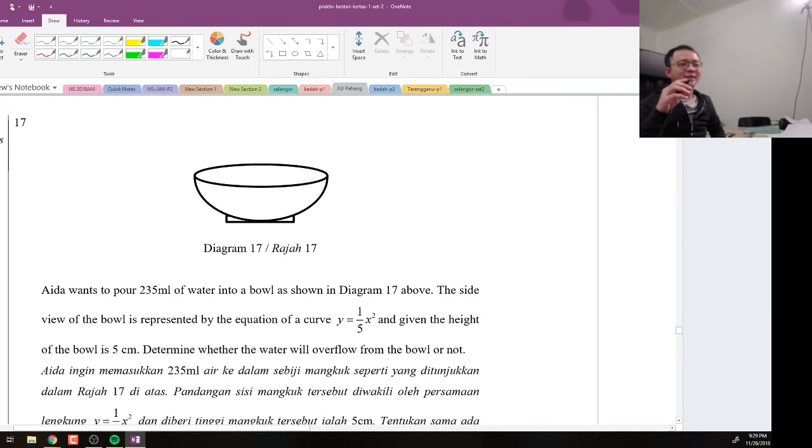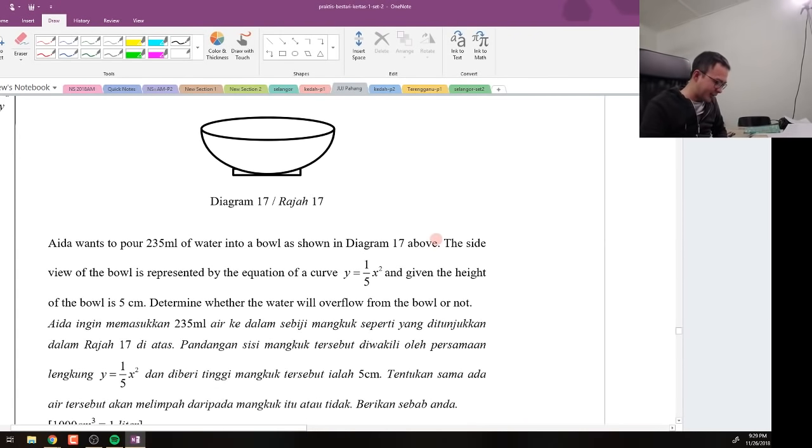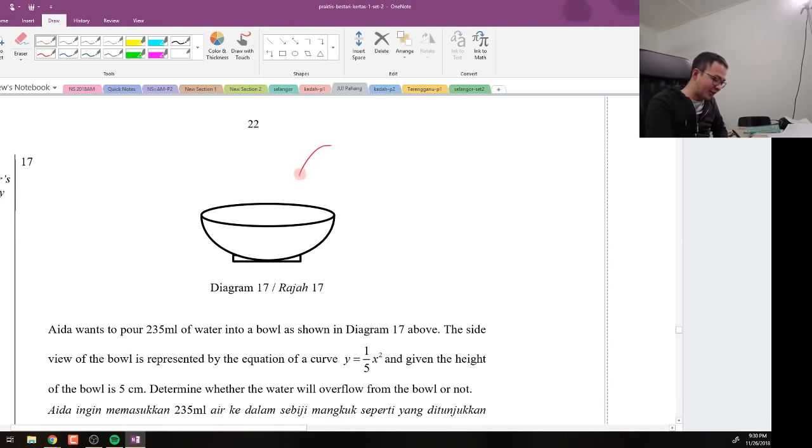Okay, this question I guess is a 2015 past year question, so I will just go through this one. Ida wants to pour 235 ml of water into a bowl as shown in diagram 17. The side view of the bowl is represented by this equation. Given the height of the bowl is 5 cm, determine whether the water will overflow from the bowl or not. So basically, Ida is going to pour in 235 ml of water, so you want to know whether the volume of the bowl is actually more than 235 or less than 235.